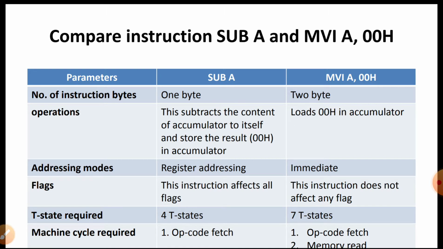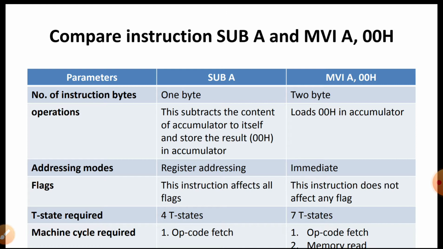The first instruction to be compared is SUB A and MVI A,00. Now, what is the meaning of SUB A? It is going to subtract the content of accumulator from the content of accumulator. It means the accumulator content is being subtracted from itself, and whenever any digit is subtracted from itself, the result will be 0. And the second instruction is MVI A,00. The purpose of this instruction is to load the 00 hexadecimal number into the accumulator.